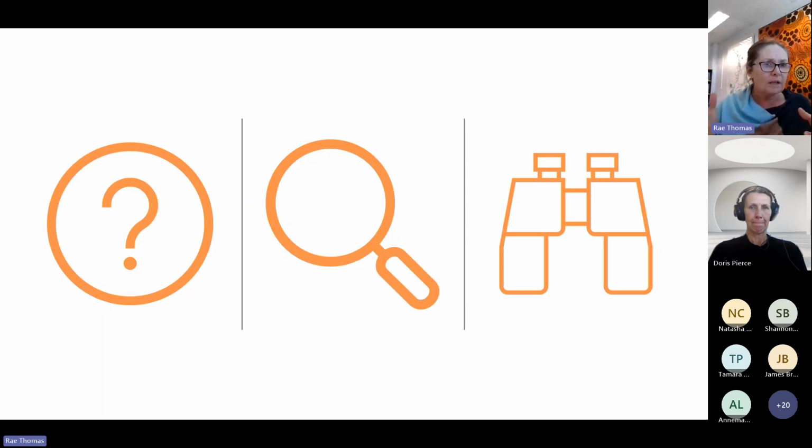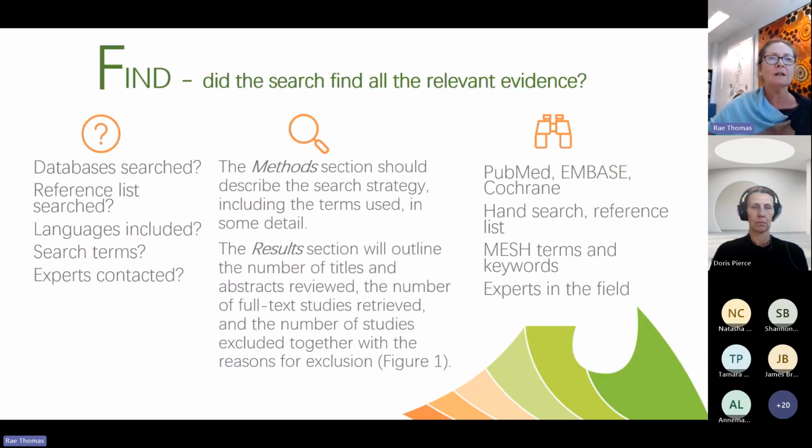So in this talk, I'm going to talk about where you find the information, or where's best to look. And then I'm going to orient you towards the clues that you might need to look for in all of those. So let's start with our first letter in FAITH, F. And F stands for, did the search find all the relevant evidence?